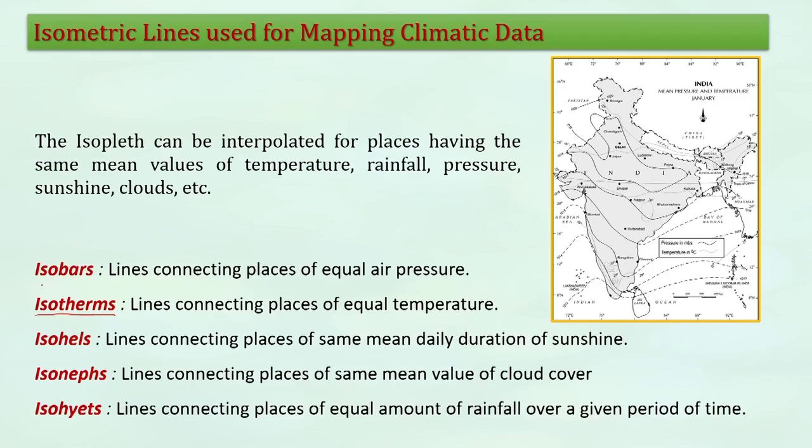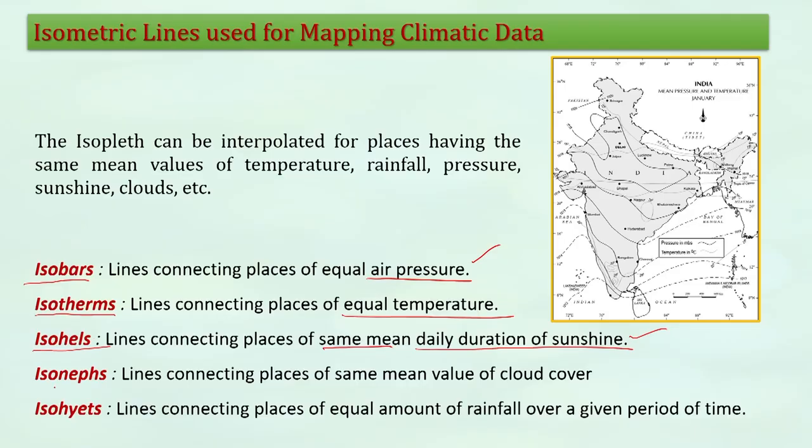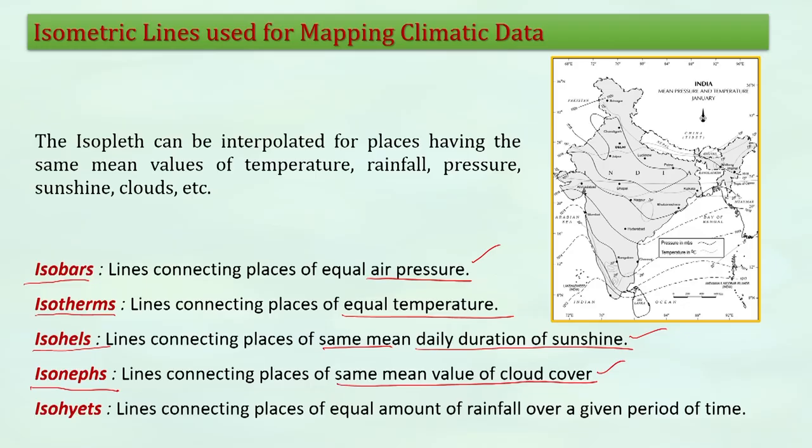Okay. So, isobar means the lines connecting equal air pressure. Isotherm means lines connecting equal temperature. Isohels means the lines connecting the places of same mean daily duration of sunshine, right, duration of sunshine. If we represent the duration of sunshine with the isoline, that is called isohels. Similarly, isonefs connect the places of same mean value of cloud cover. So, isonef is related to cloud cover.